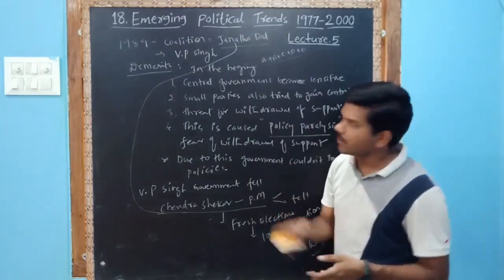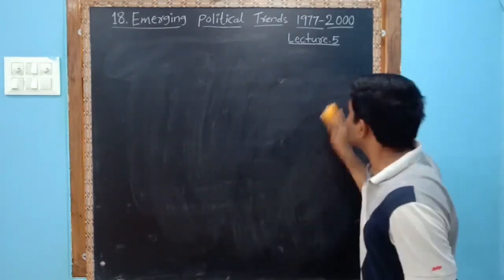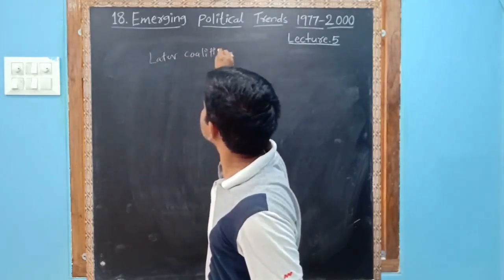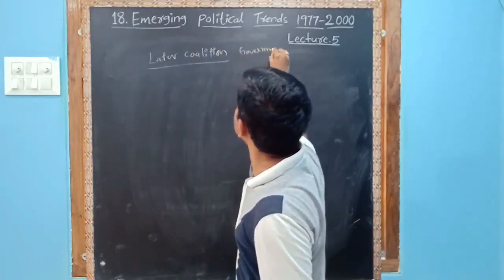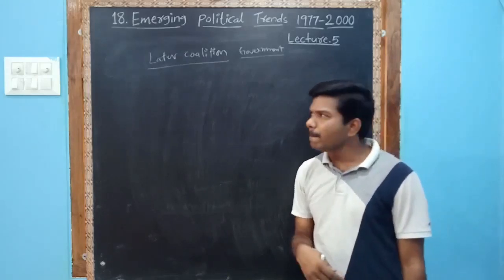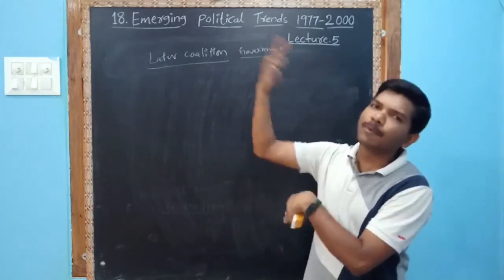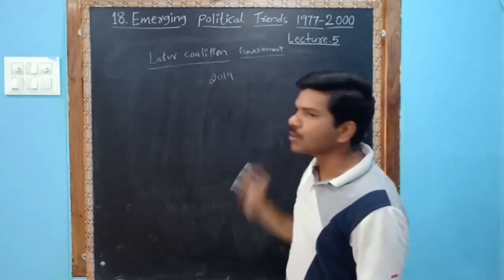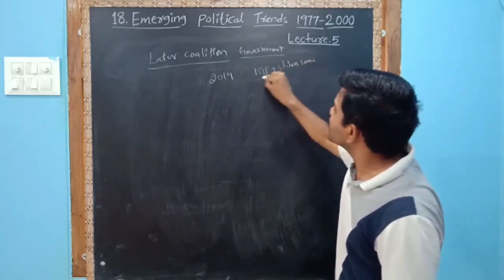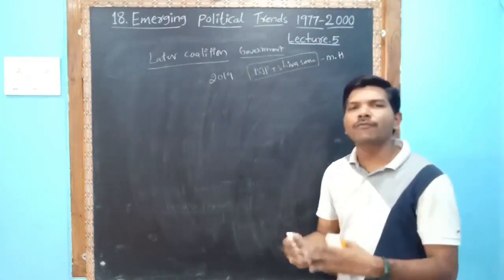Let us see nowadays coalition governments. Later coalition governments: party policies and party programs may change. Let me give you an example. In one election, one party may support you. In another election, that party may support someone else. For example, in the 2019 elections, BJP plus Shiv Sena jointly contested the Maharashtra elections. So Shiv Sena and BJP could form the government.